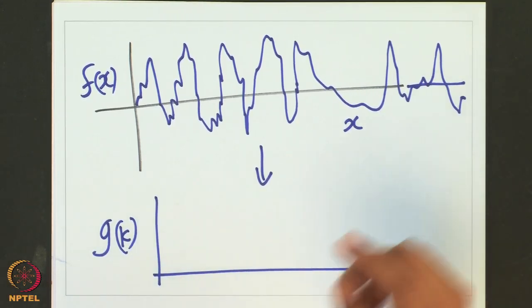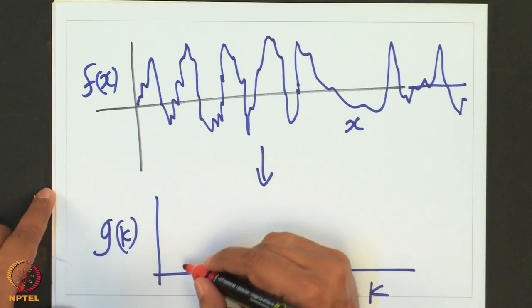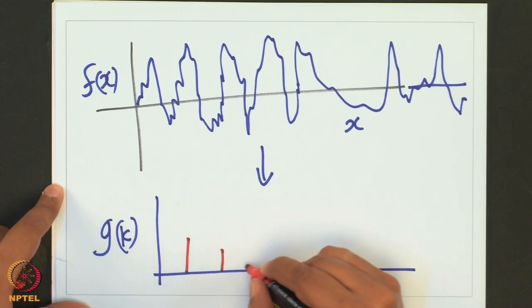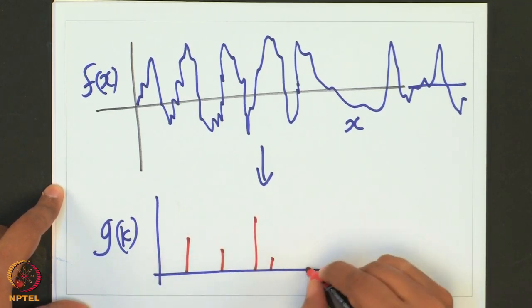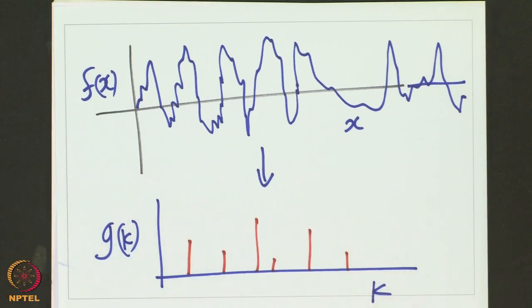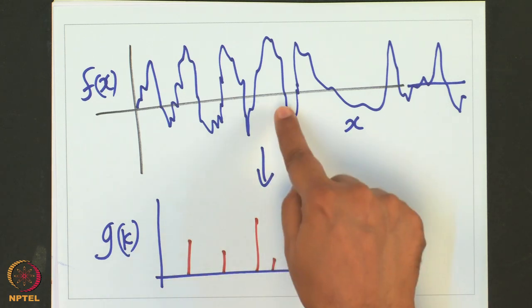Now imagine that the g of k looks like this, something like this. If I store this much information, that is these peak positions and the height of the peak, only two pieces of information here. So I have to just store the peak positions and the height of the peak. If I store this g of k information, I can construct this back.